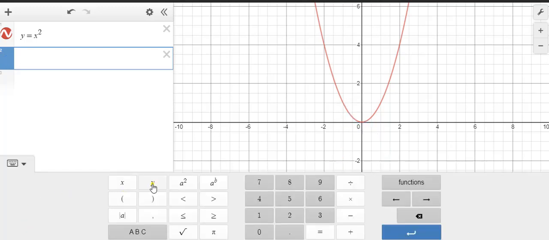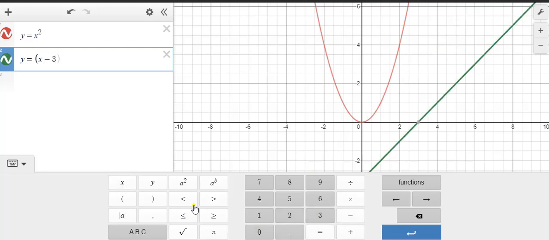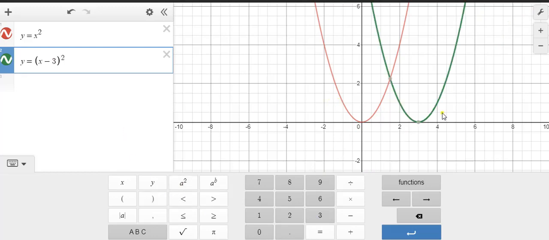Now let's see what happens when we have y equals quantity x minus 3 squared. Compare these two graphs. What happens? Quantity x minus 3 squared, it moved 3 to the right. You had a horizontal translation.